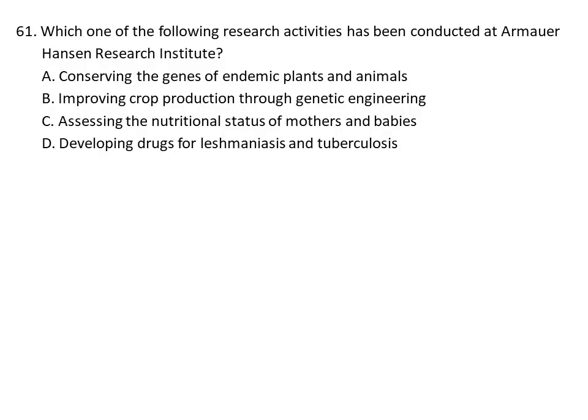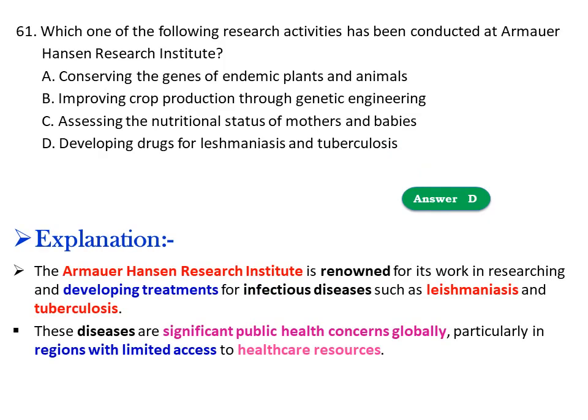Question number 61. Which of the following research activities has been conducted at Armauer Hansen's Research Institute? So the answer will be D. Developing drugs for leishmaniasis and tuberculosis. Armauer Hansen's Research Institute is renowned for its work in researching and developing treatments for infectious diseases such as leishmaniasis and tuberculosis. These diseases are a significant public health concern globally, particularly in regions with limited access to healthcare resources.